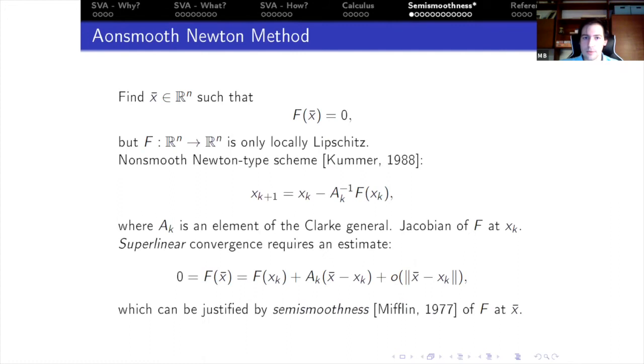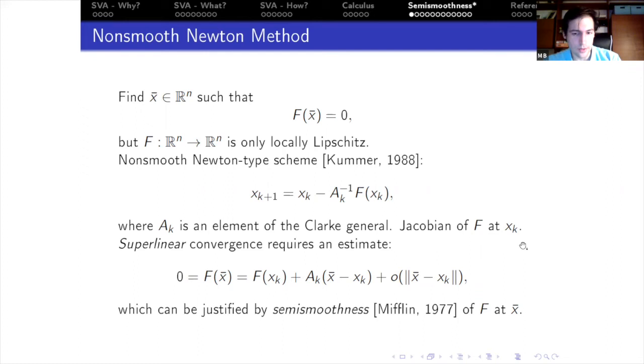And the last thing, very briefly, the semi-smoothness star and the Newton method. I will maybe skip this introduction or do it very quickly. It turns out if you are trying to do a non-smooth Newton method, there is a notion of the so-called semi-smoothness, which still, thanks to this, you can get some superlinear convergence. This is from 77 by Mifflin.